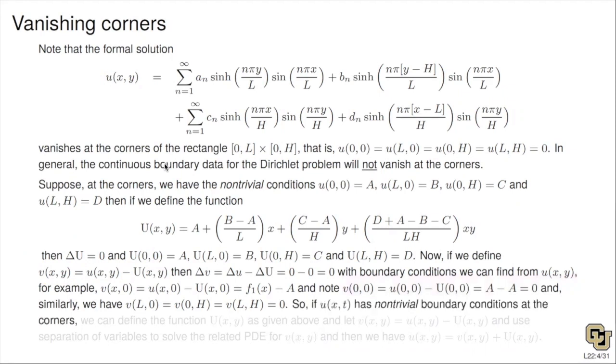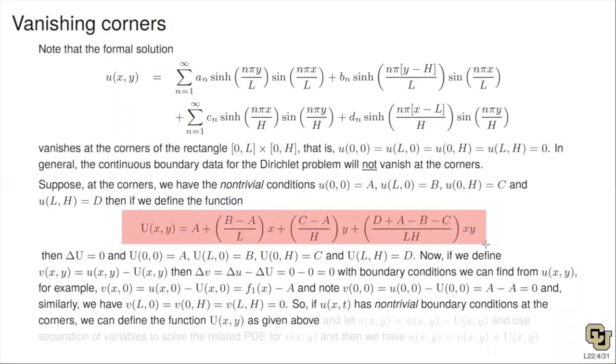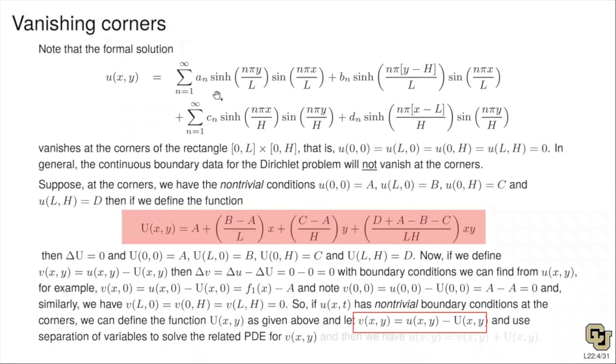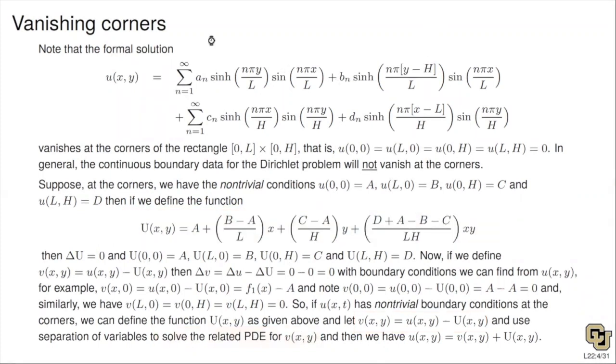So I've spelled it out here. If u of x has a non-trivial boundary condition, define capital U as we've specified up here. Let V be little u minus capital U. Find the PDE for V and solve that PDE using separation of variables. And then add capital U to V to get the solution of our original equation, little u.